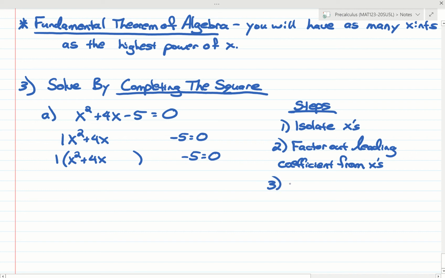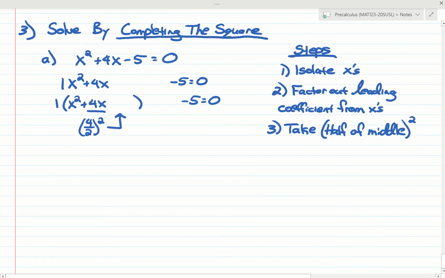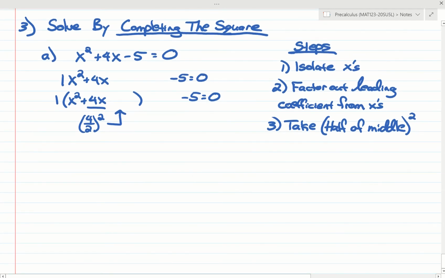For our third step, we take half of the middle number, and then we're going to square it. So what that means is the middle number here is 4x. So 4 divided by 2, we're going to square it and put that number right here. That's forcing it to be what's called a perfect square. So in this case, we're going to get x squared plus 4x. Half of 4 is 2. 2 squared is 4.